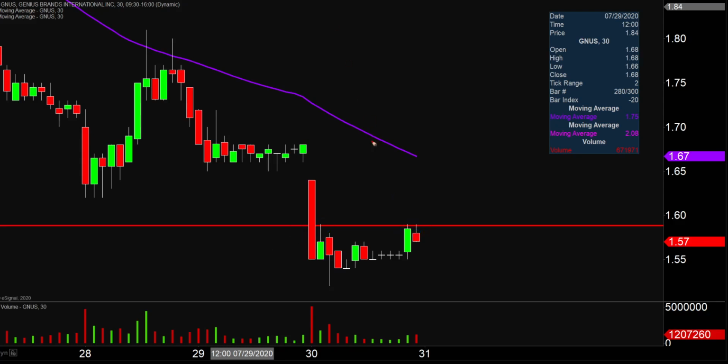Now, in the event the price can actually push through that area, then you'd want to turn your focus to that purple line up there, the 50-period moving average, which is currently at $1.67. But those will be the two main areas of resistance.